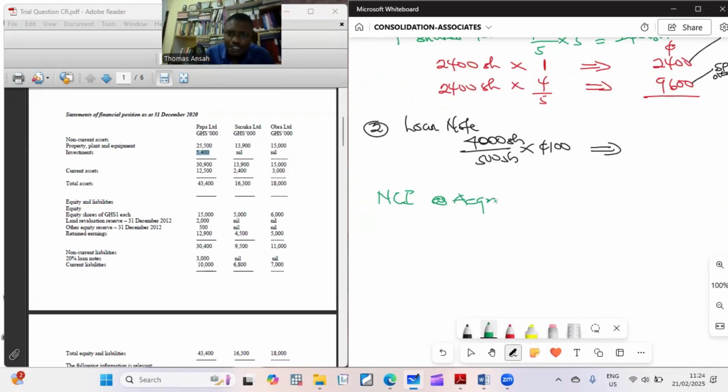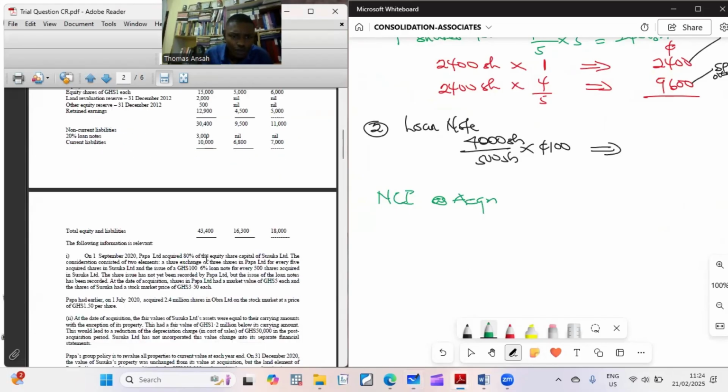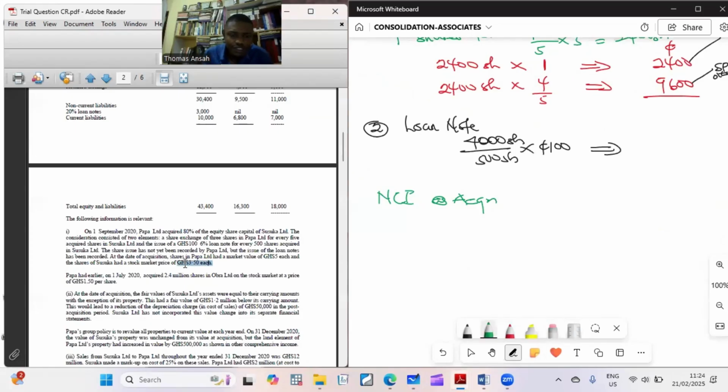You were given the NCI at acquisition because the question told you that the part that they did not buy is priced at 3.5. So if the total shares was 5,000 and they bought 4,000, it means the part that they didn't buy is what? 1,000. So it will be 20% of the 5,000 shares multiplied by what? 3.5. So 20% of the 5,000 shares, which will give me 1,000. And so this is it.